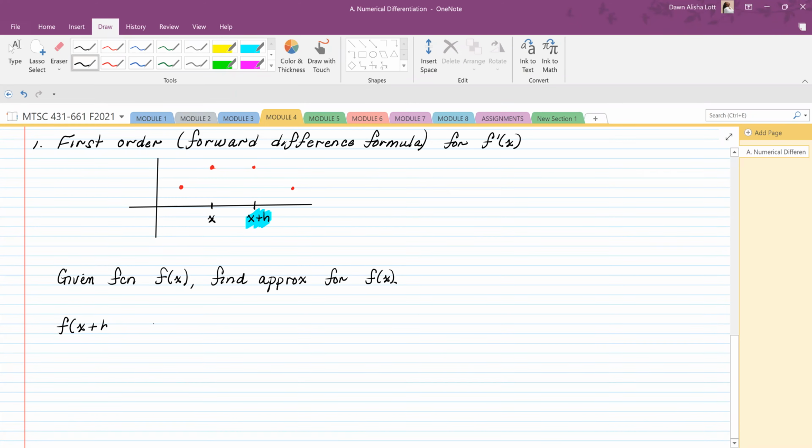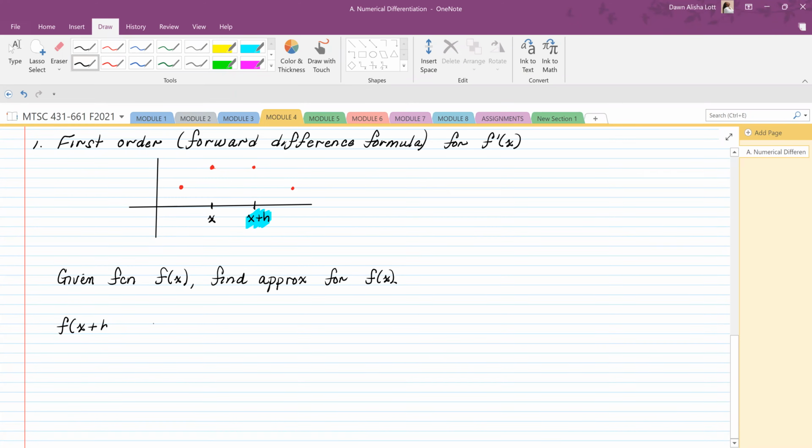So this time I'm going to need a Taylor series. f at x plus h is f at x plus f prime of x times h plus f double prime at x times h squared over 2 factorial plus f triple prime at x times h cubed over 3 factorial, and I'm going to go out one more, plus the fourth derivative at x times h to the fourth over 4 factorial, and plus dot, dot, dot.